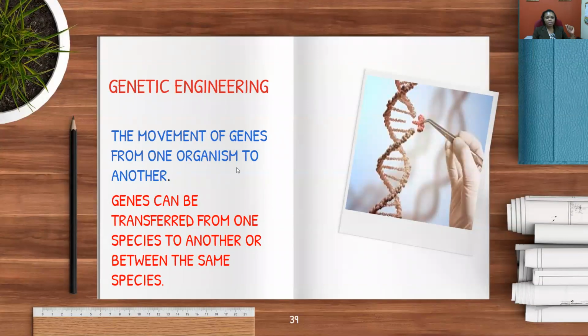Genetic engineering is the movement of genes from one organism to another. So pretty much it's a transfer of genes from one organism to another. And genes can be transferred from one species to another or between the same species. So it can be the same species or it can be two different species.